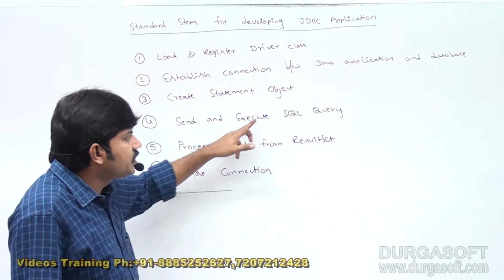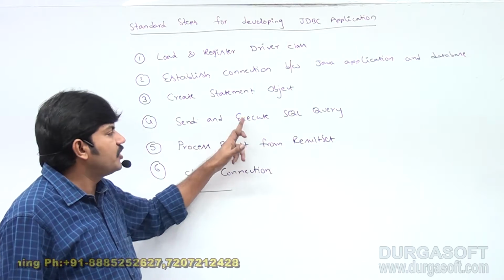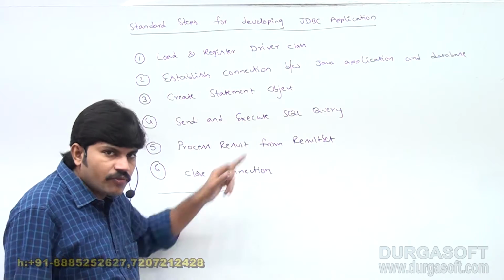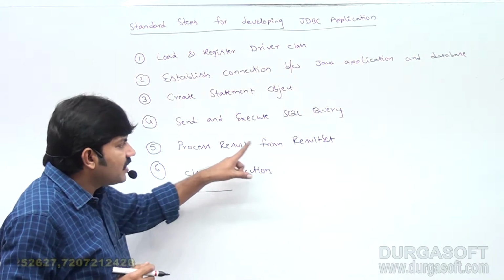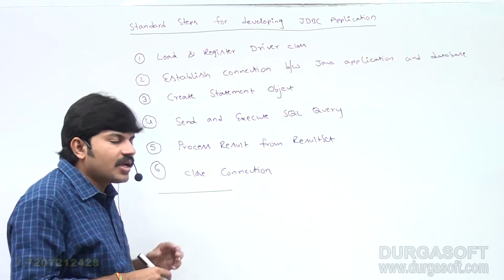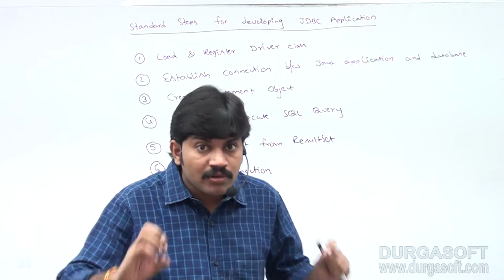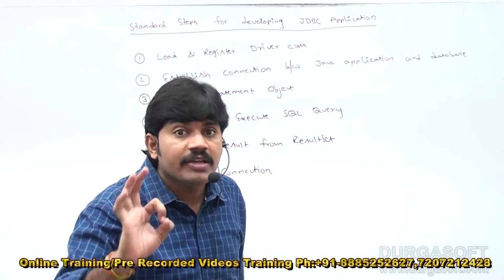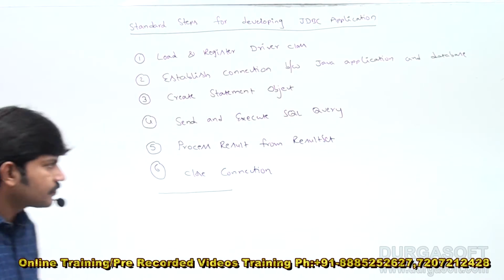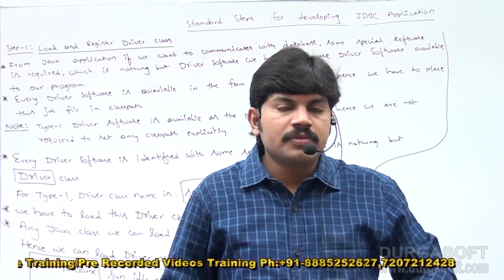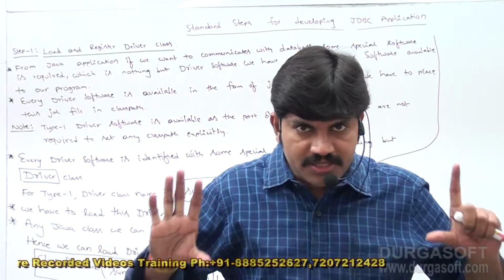Next, send and execute SQL query. By using the statement object, happily we can send and execute our SQL query. Once we send and execute the SQL query, now I will get the result. Process result from the result set. What is the last one? Close connection. These are the various standard steps to develop a JDBC application. I will explain all these steps in detail. Up to this it is clear, right? Now it's very clear for you people. What are the various standard steps for developing a JDBC application? 6 steps are there.